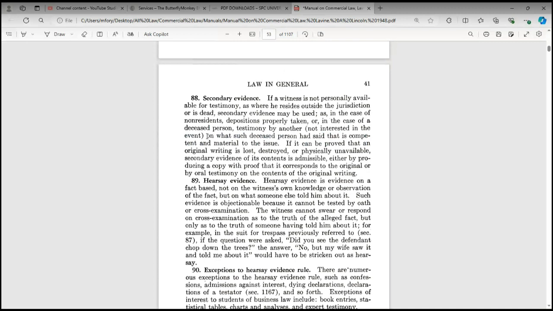Can't have an interest in it. I would think you can't have the other kids testify either, but I don't know. Because they don't have an interest but are trying to get an interest. I don't know. On what such deceased person had said that is competent and material to the issue.